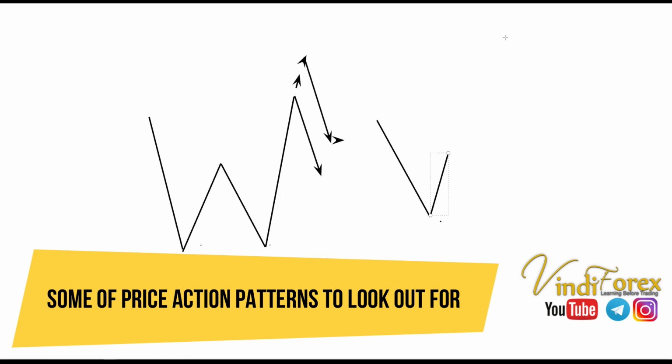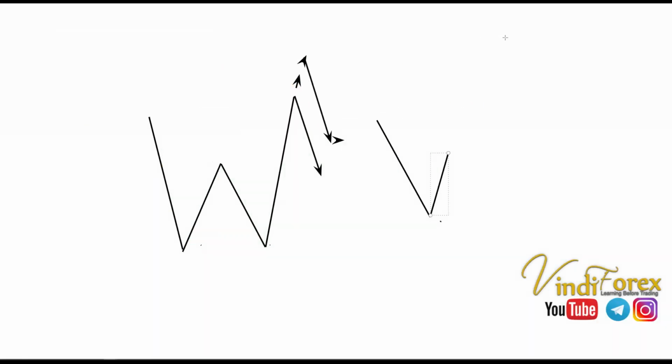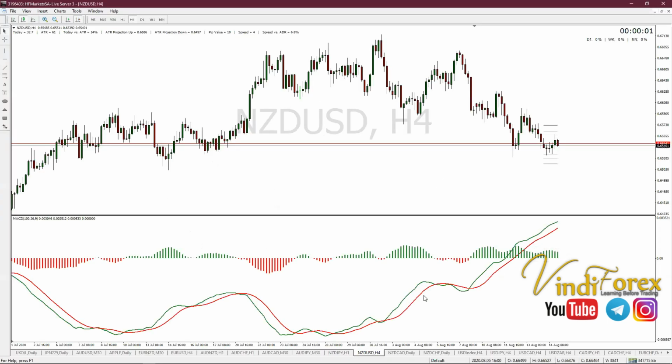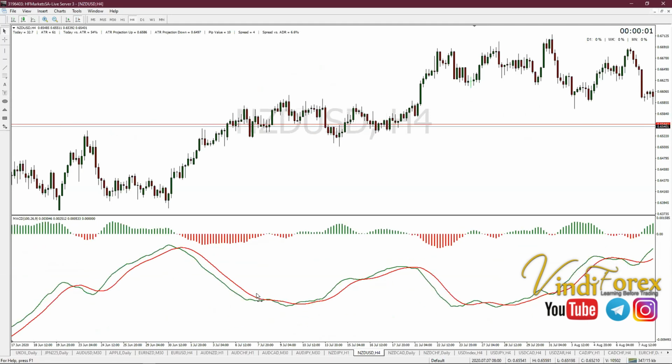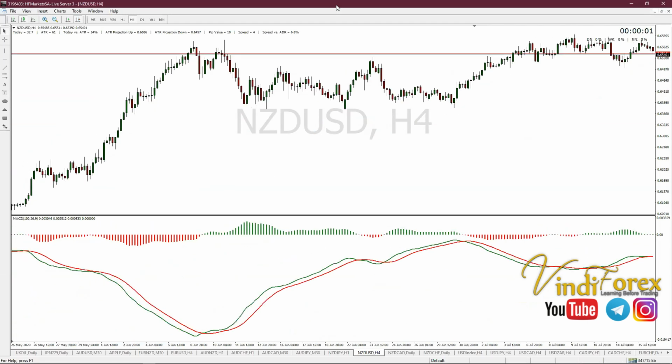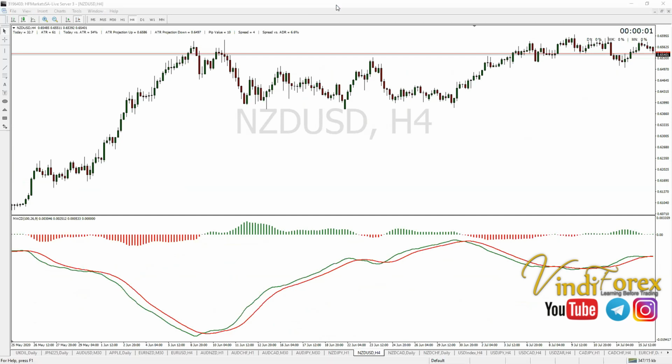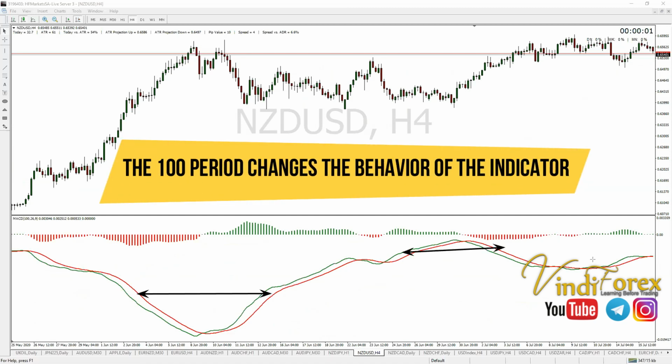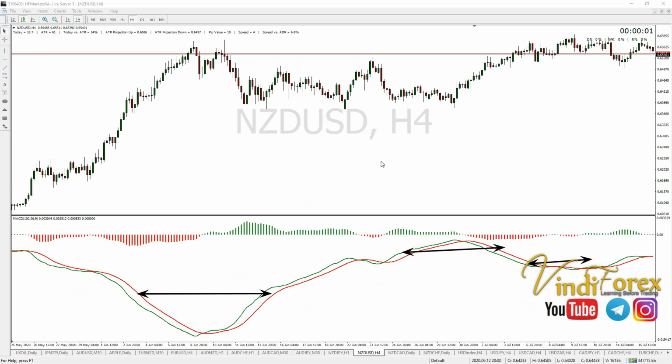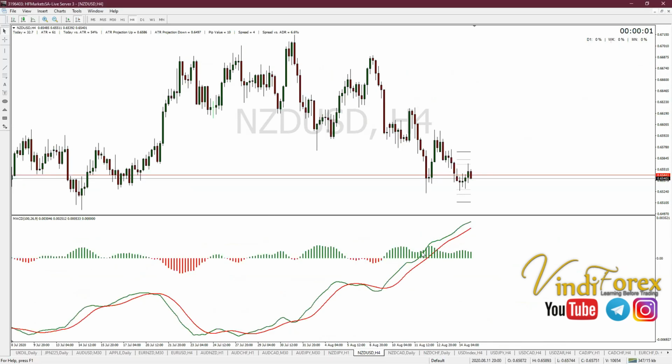So with the MACD modification, where you're just punching in 100 instead of 12, this is going to be much wider. As you can see, the space between these is wider. It doesn't cross every time, but it crosses less frequently. So that is going to help you.